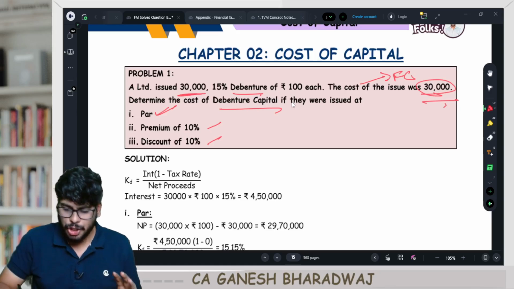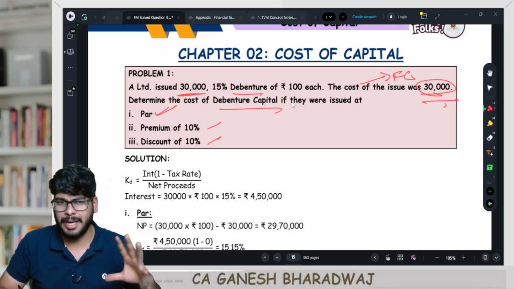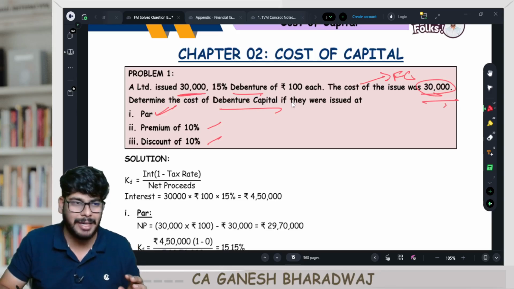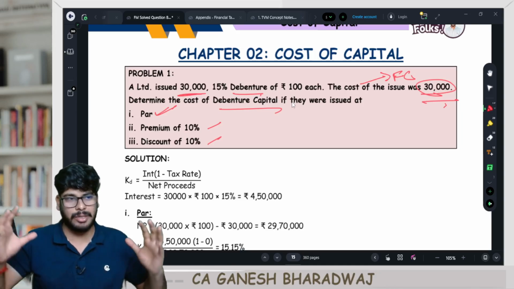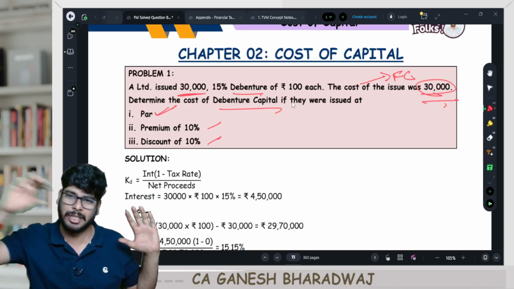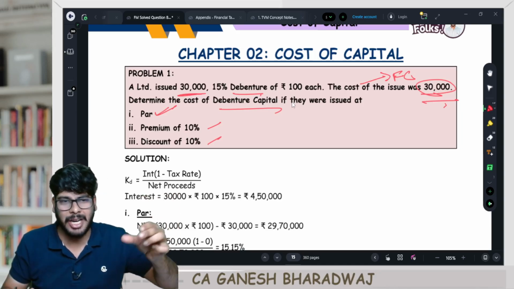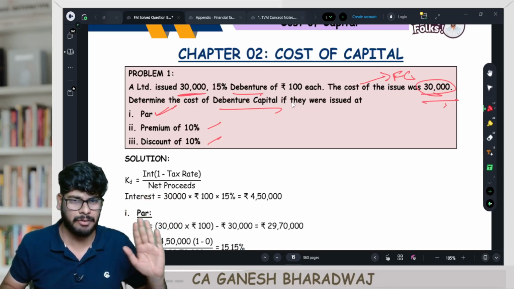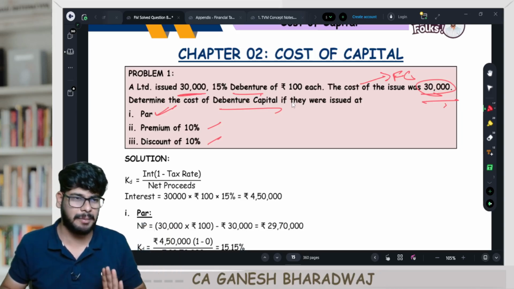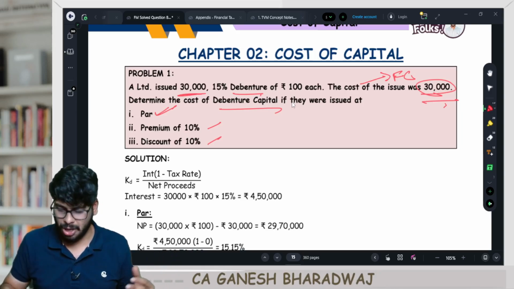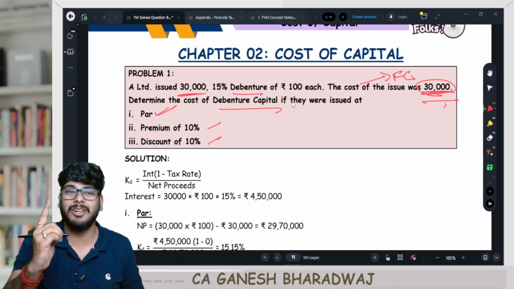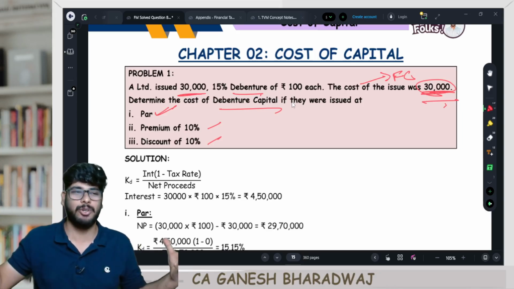Now, you can do the calculations of the KD and all these things on a per debenture basis or per share basis, or you can do the calculation for the entire value also. You can take the total, or do it per share or per debenture. The answer will be the same. Not a problem. In this case, we are doing it on a total basis because flotation cost is not given on a per debenture level. It is given in total.